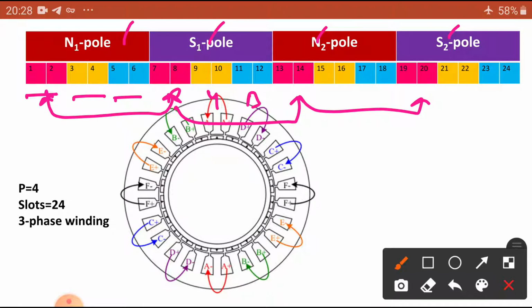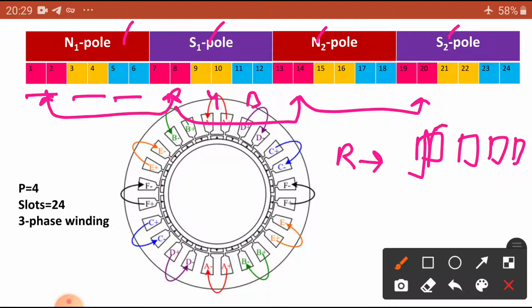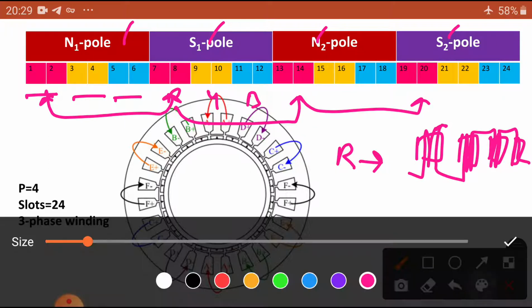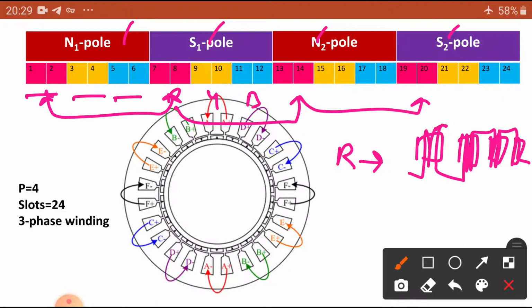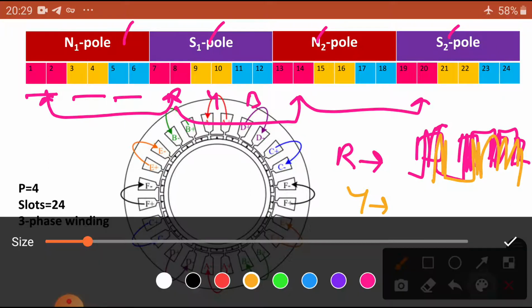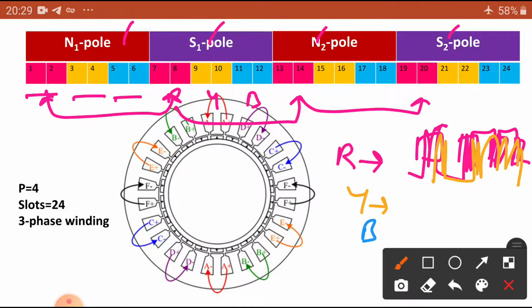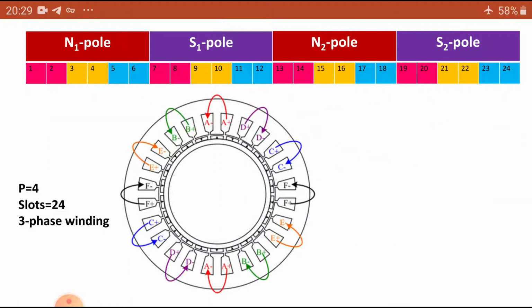For easy understanding, let us first draw the R phase. We will distribute the total coils under all poles, that means here 4 poles. So what is the R phase? Here 2 slots, then you go to the next 2 slots, then 2 slots, and 2 slots, under all poles, R phase. Next, under Y phase, we go 2 slots, 2 slots, 2 slots, 2 slots. Next, B phase: 2 slots, 2 slots, 2 slots, 2 slots. In such a way we can do it. You can see here.